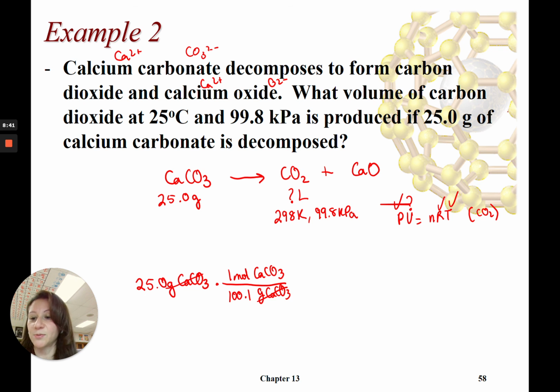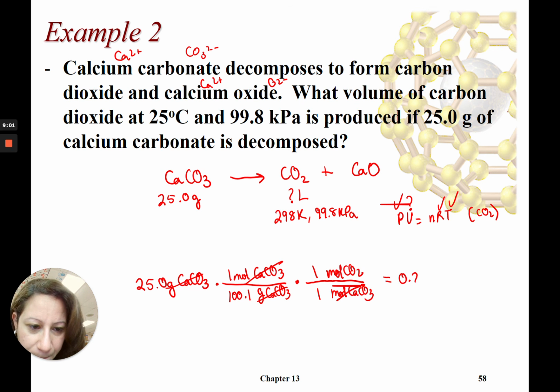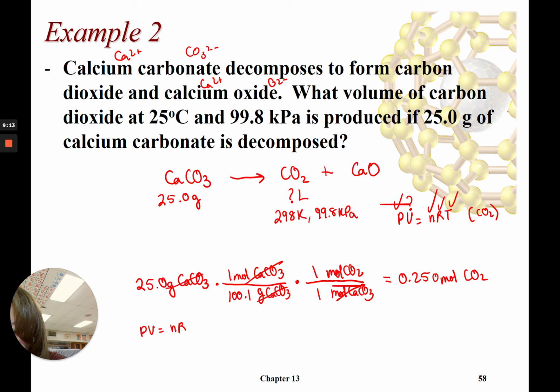Next, I'm going to find moles of the substance I'm interested in, which is the CO2. So moles of calcium carbonate on the bottom, moles of CO2 on top, and it's a 1-to-1 ratio. And so I have 25 basically divided by 100, which is 0.25. And this is of CO2. Now that I have moles, I can plug it into PV equals nRT, so let's do that. So PV equals nRT, I'll just put it on the bottom here again, the CO2.